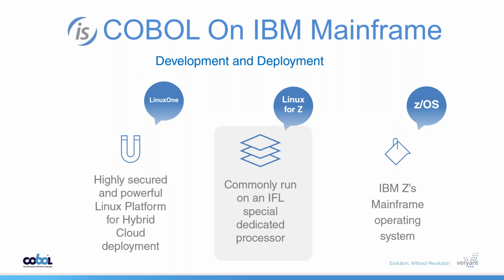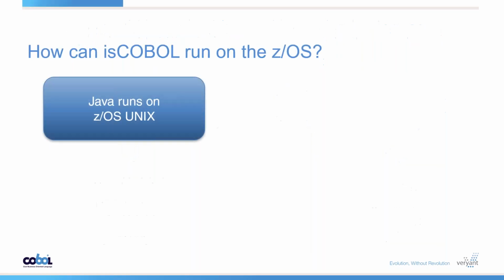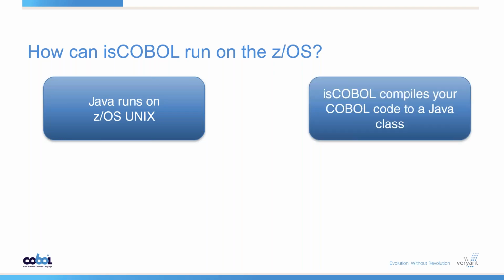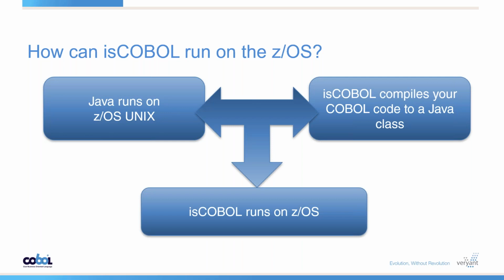And I want to reiterate this next point. How can isCOBOL run on a zOS? Currently, only IBM Enterprise COBOL can run on a zOS. However, Java can run in the zOS Unix area. This was previously called USS, or Unix System Services. And because isCOBOL compiles your COBOL code and creates a Java class, and Java runs on the zOS, your COBOL programs can run in that environment.